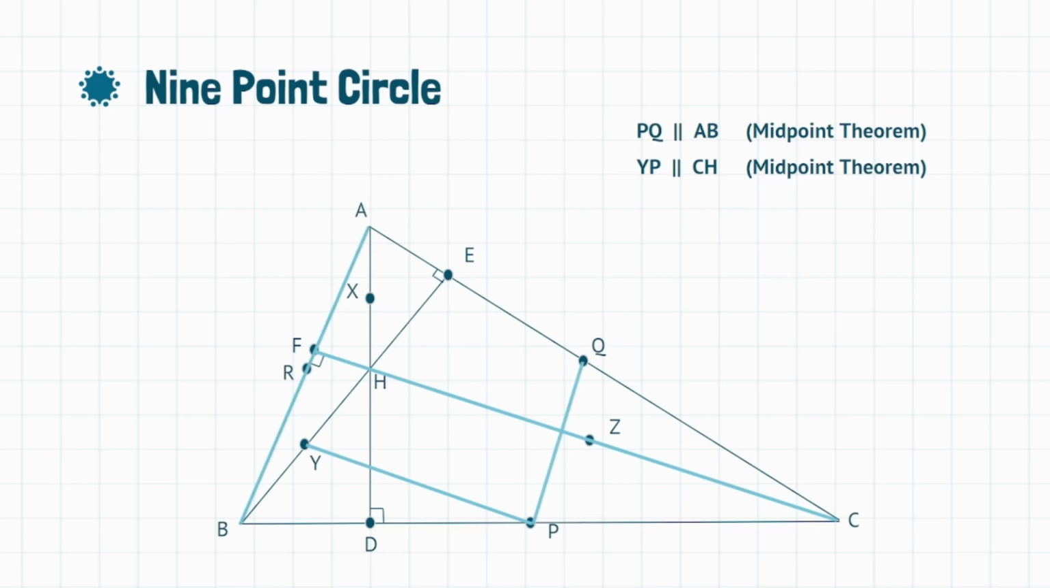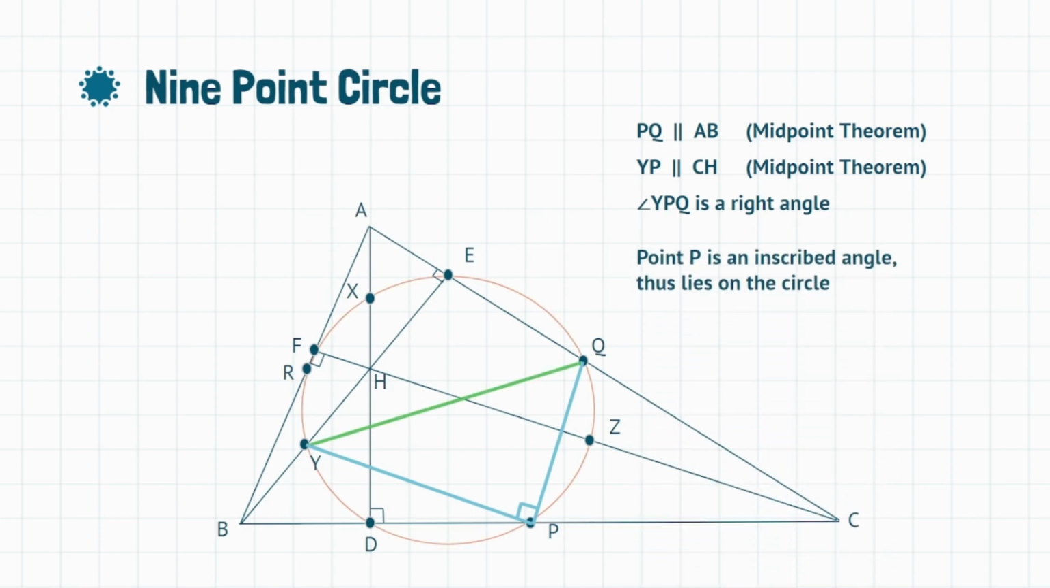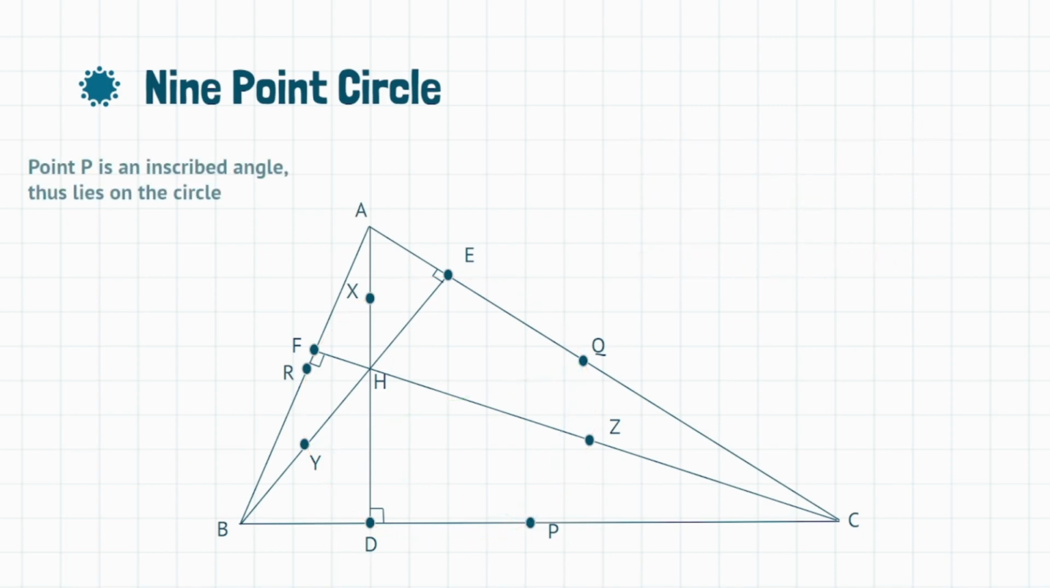Since we know PQ is parallel to AB and CF is perpendicular to AB, YP is perpendicular to PQ. Thus, angle YPQ is a right angle. Since the endpoints of YQ are the endpoints of diameter YQ, we have shown that point P lies on the circle with diameter YQ. We follow a similar process to show point R lies on the same circle.